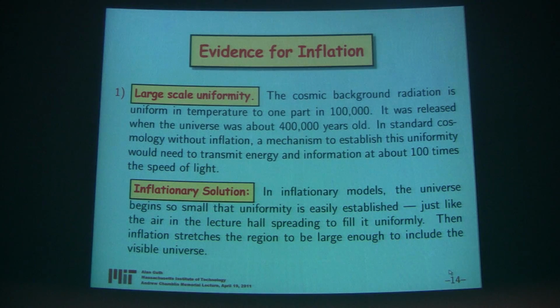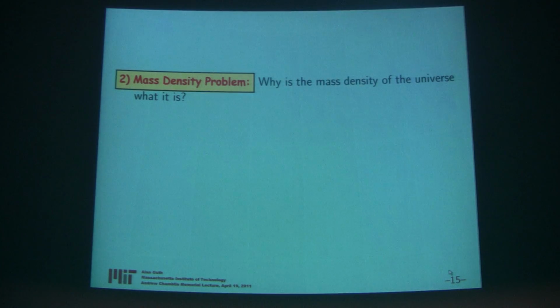by just ordinary chemical processes. And then inflation takes over and magnifies this tiny, tiny region to become large enough to include everything that we see. And in the process of that magnification, everything happens the same way at all points in space. So the uniformity that was established originally is preserved by this humongous expansion of the inflationary period. So inflationary cosmology gives a very natural and simple explanation for why the universe is the same in all directions as we see it. OK, that was number one.